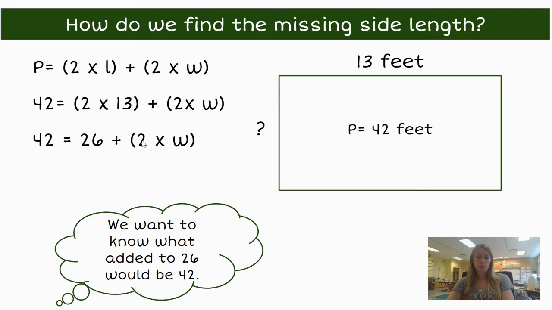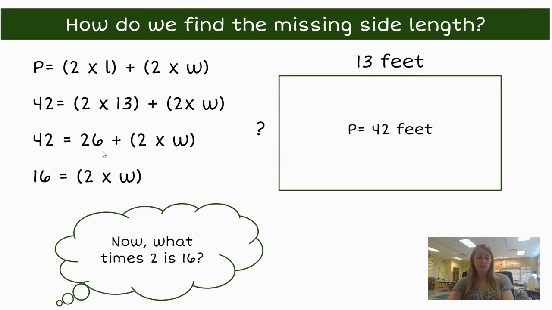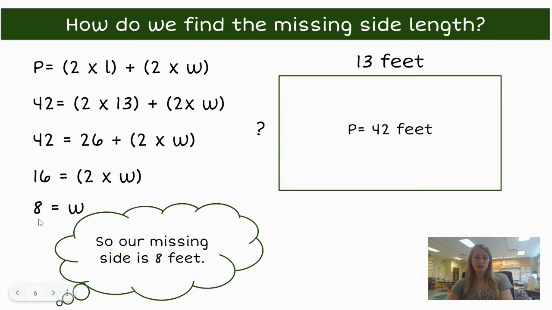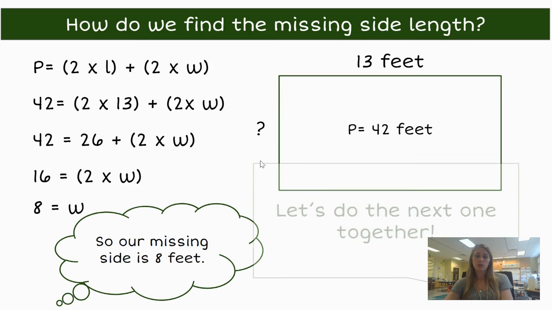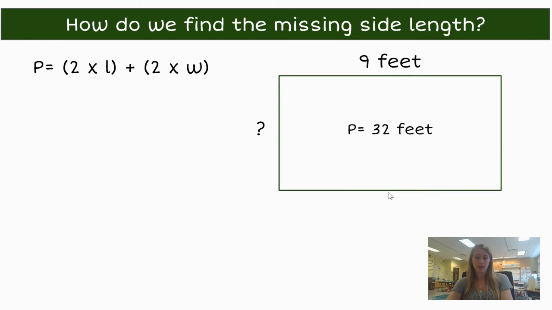So I still don't know my width, but I can take away this 26 from 42 to help me remain with this piece right here, our 2 times width. So what I'm going to do is take 42 and subtract 26. Now I'm left with 16. 16 is equal to 2 of our widths. So what if I just need to find one width? Well, I need to divide that number into 2. So dividing 16 into 2 is 8. 8 is our side length here. We're going to review that. Let's do the next one together.